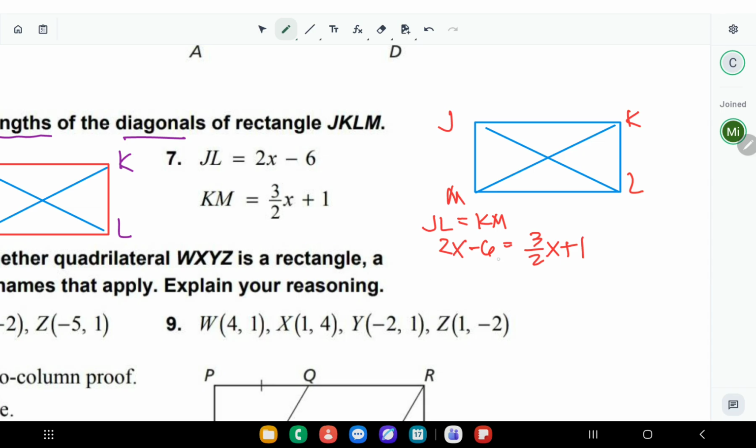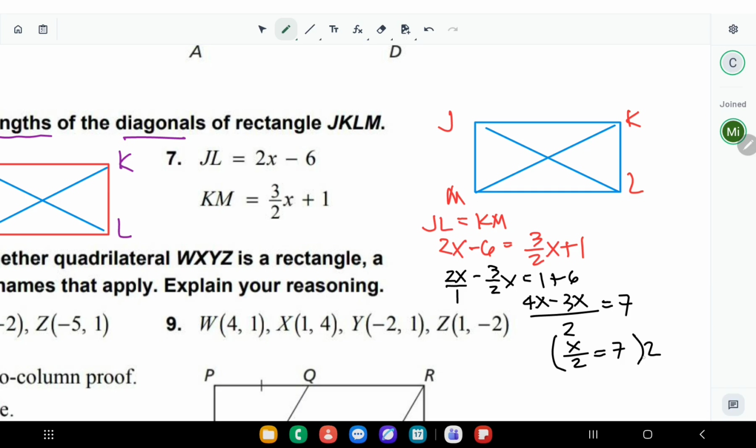You get the LCD. So you have 2x minus 3/2 x equals 1 plus 6. LCD is 2. 2 divided by 1 is 2 times 2x is 4x. Then minus 2 divided by 2 is 1, 3x. It's x over 2. And then you multiply both sides by 2, and you get x equals 14.